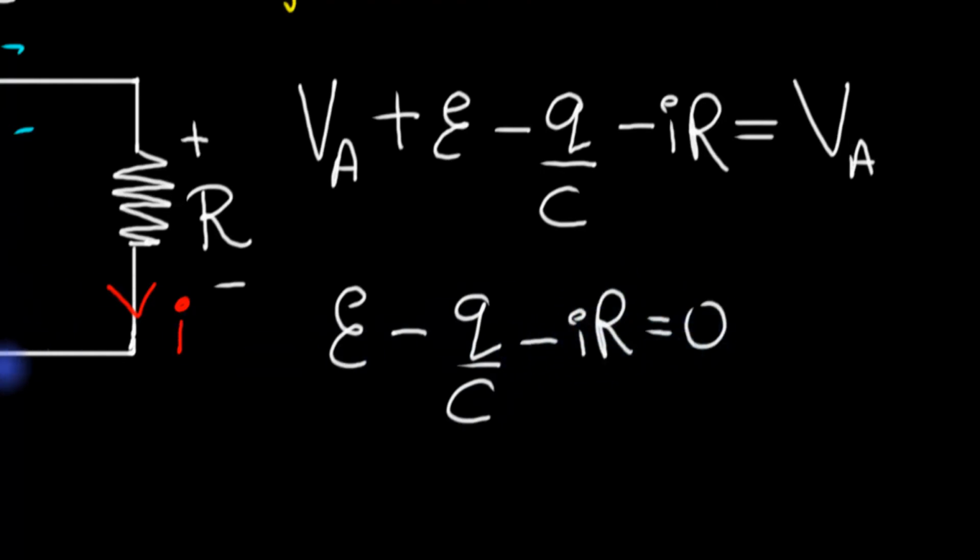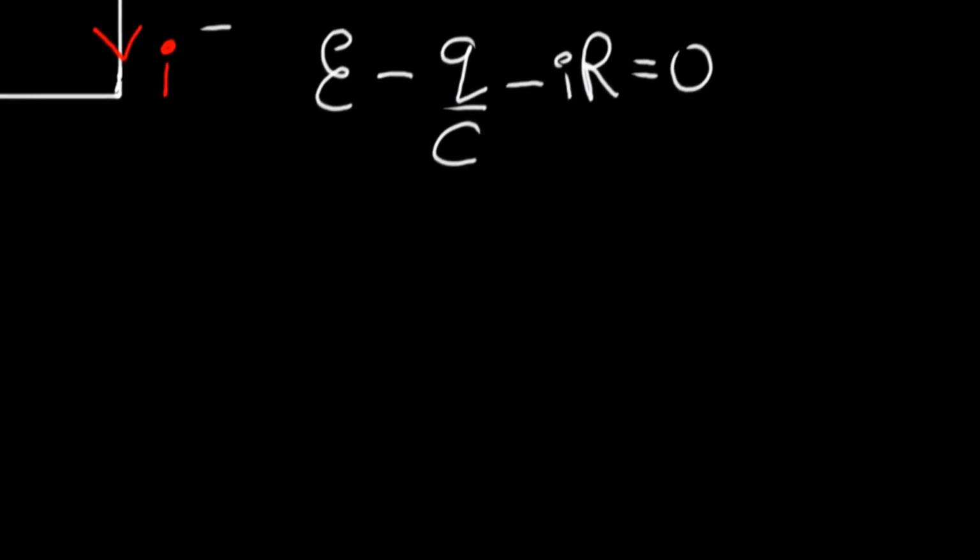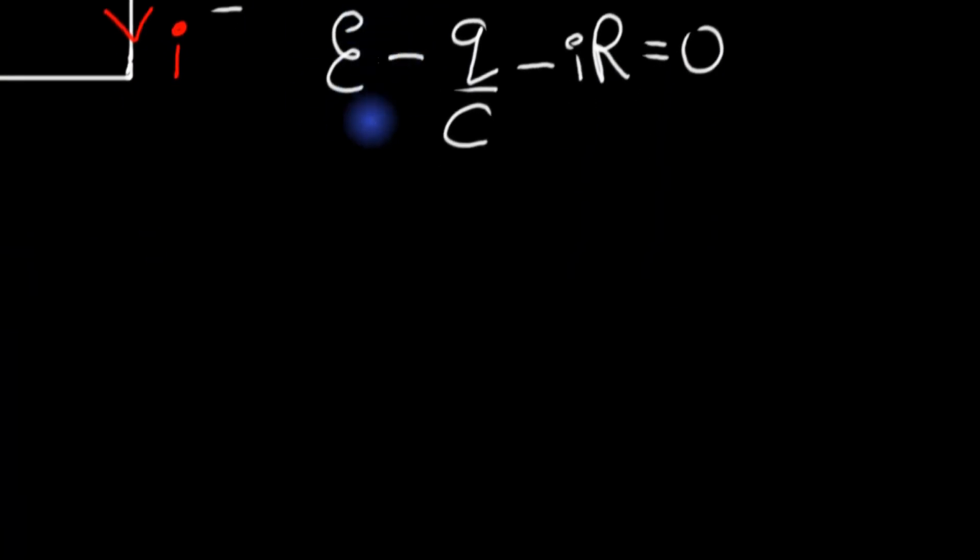And this equation makes a lot of sense because the equation is telling me that the EMF is split up into two parts. One is the voltage across the capacitor and one is the voltage across the resistor. All of this makes sense.